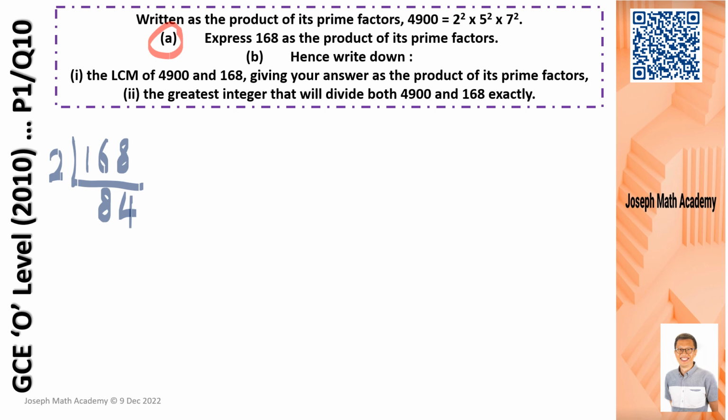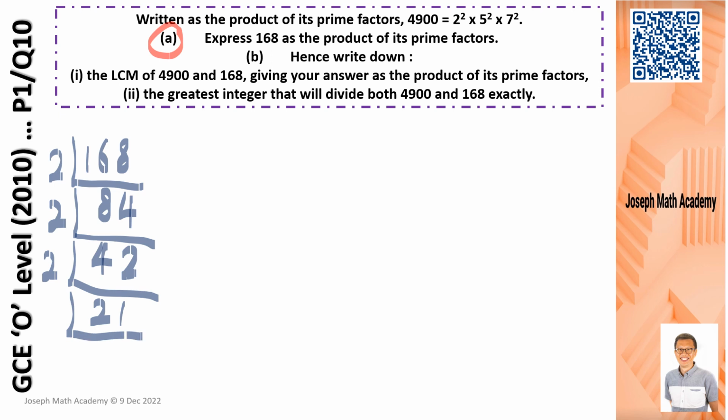Now 84 can still proceed. Divide by 2 again, I get 42. 42 is an even number, so we can still proceed to get 21. 21 is odd, so we cannot use prime number 2 anymore. We have to move on to the next prime number, which is 3. So 21 divided by 3, yes, 7.